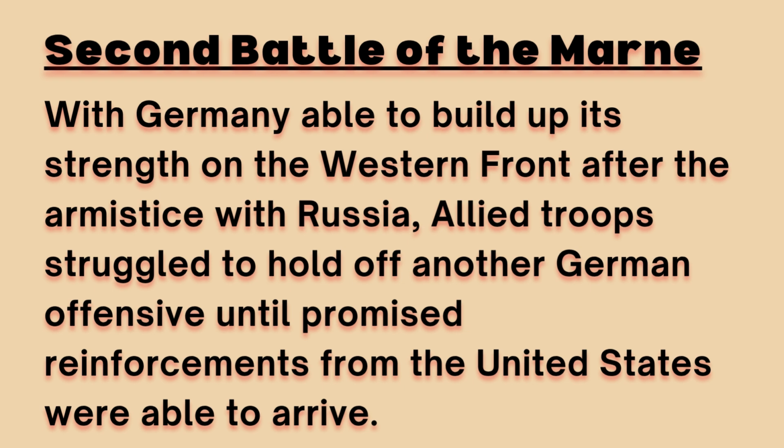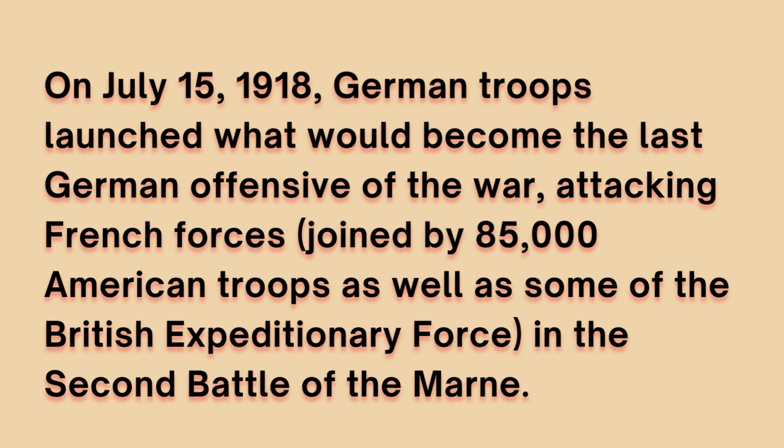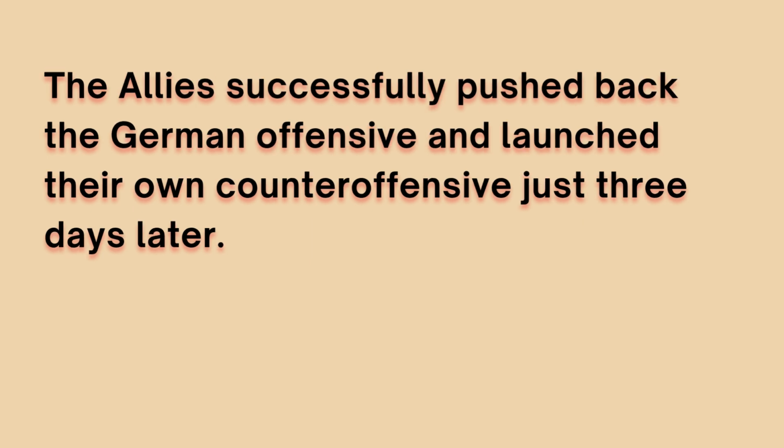Second Battle of the Marne. With Germany able to build up its strength on the Western Front after the armistice with Russia, Allied troops struggled to hold off another German offensive until promised reinforcements from the United States were able to arrive. On July 15, 1918, German troops launched what would become the last German offensive of the war, attacking French forces, joined by 85,000 American troops, as well as some of the British Expeditionary Force, in the Second Battle of the Marne. The Allies successfully pushed back the German offensive and launched their own counter-offensive just 3 days later.